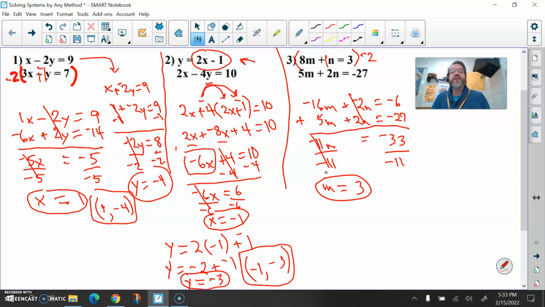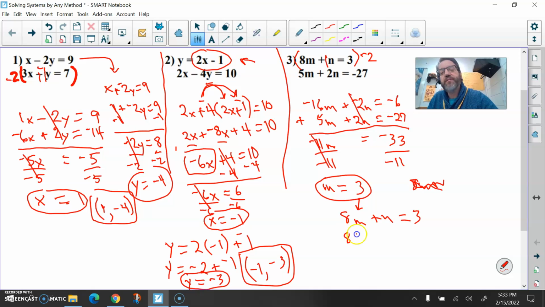Now that I know what m is, I can substitute it into either one of the equations. I like that top equation, 8m plus n equals 3. I'm going to write that down here, 8m plus n. Oh, that looks terrible. Let me try it again. 8m plus n equals 3. And that's before we multiplied everything by negative 2. I just want to use the cleanest version of that equation I have available to me. And now let's substitute this 3 in for the m here, because m equals 3.